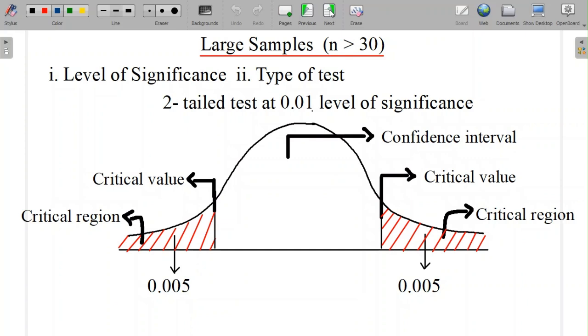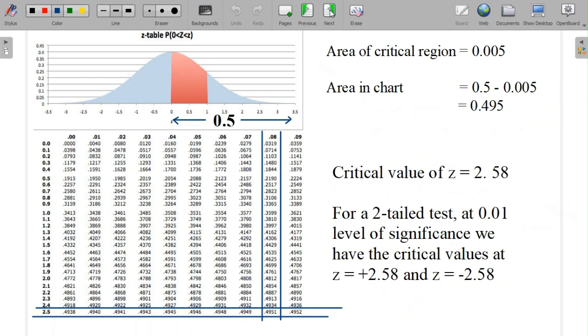So now to find the critical value, we'll once again use the normal distribution chart. So the area to the right of the critical value is 0.005. Therefore, the area between the origin and the critical value will be 0.5 minus 0.005, which is 0.495. The nearest value of Z for the critical value which has an area of 0.495 is evident from the chart, and that is 2.58. So therefore, we conclude that for a two-tailed test at 0.01 level of significance, the critical values are 2.58 and minus 2.58.